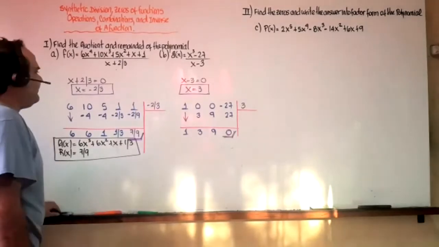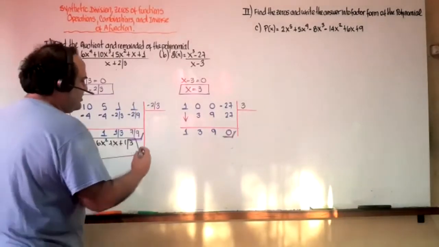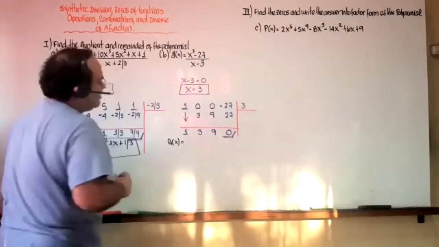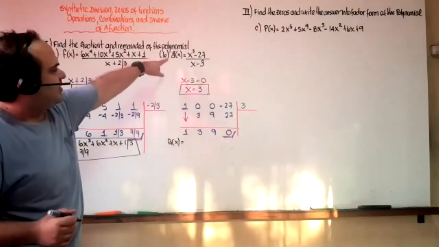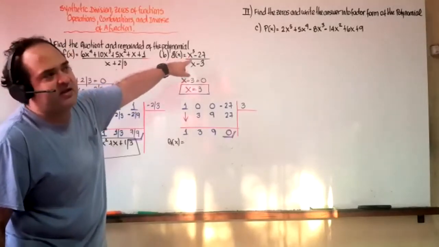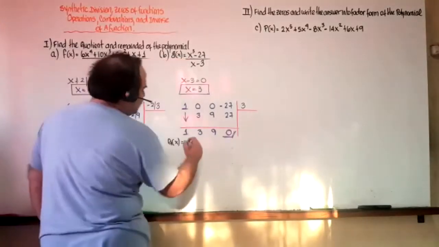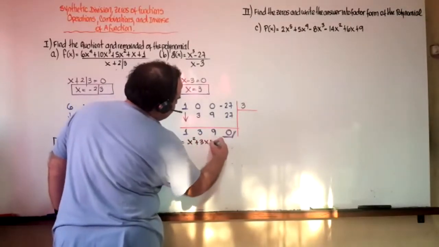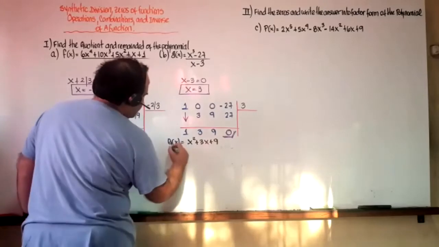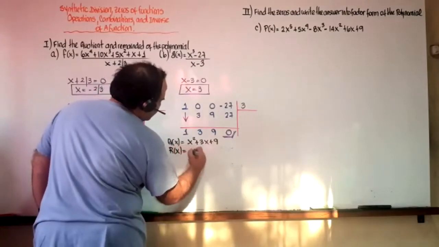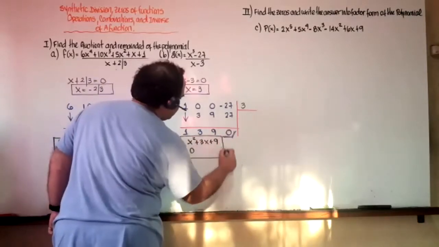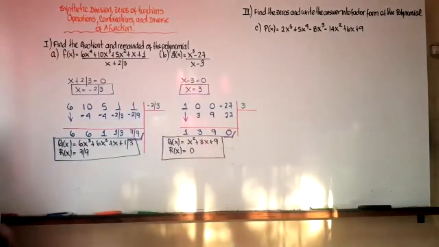Now let's identify Q(x) and R(x). Q(x), the quotient, we're going to subtract 1 degree in this case, because at the beginning we started from x cubed. Now we're going to start with x squared: 1x squared plus 3x plus 9, and R(x) will be equal to 0. And we're concluding the first part of the review.